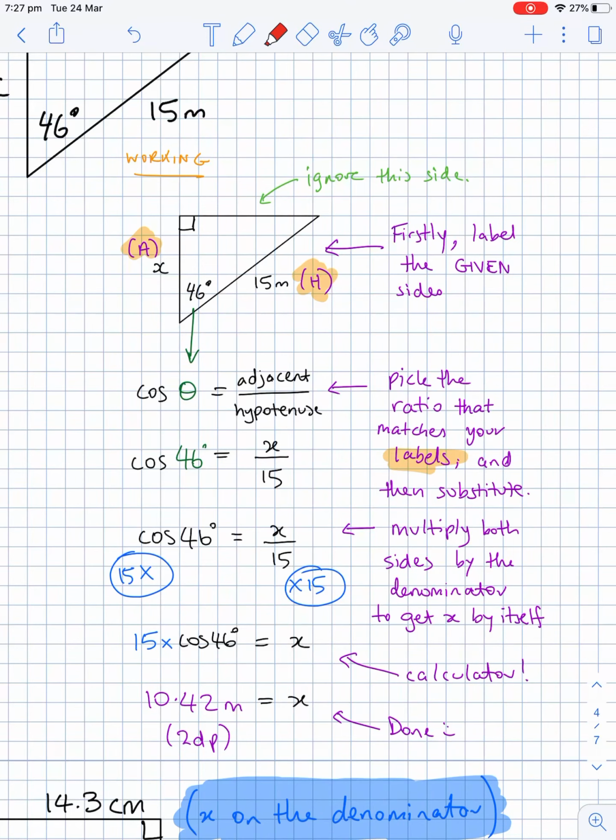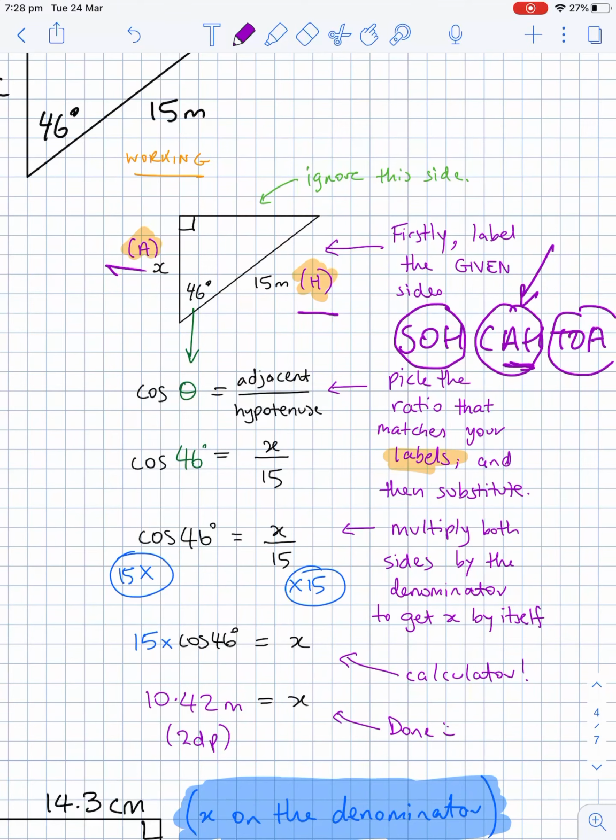You need to think to yourself, which of the ratios, sine, cos, or tan, do I need to use for this triangle? So I think SOH CAH TOA, and I need to use one of these ratios, the one that applies to H and A. So I look at this and I think cos is my answer because it uses the A and the H. The other ones don't use A and H. So cos is my ratio that I need to pick.